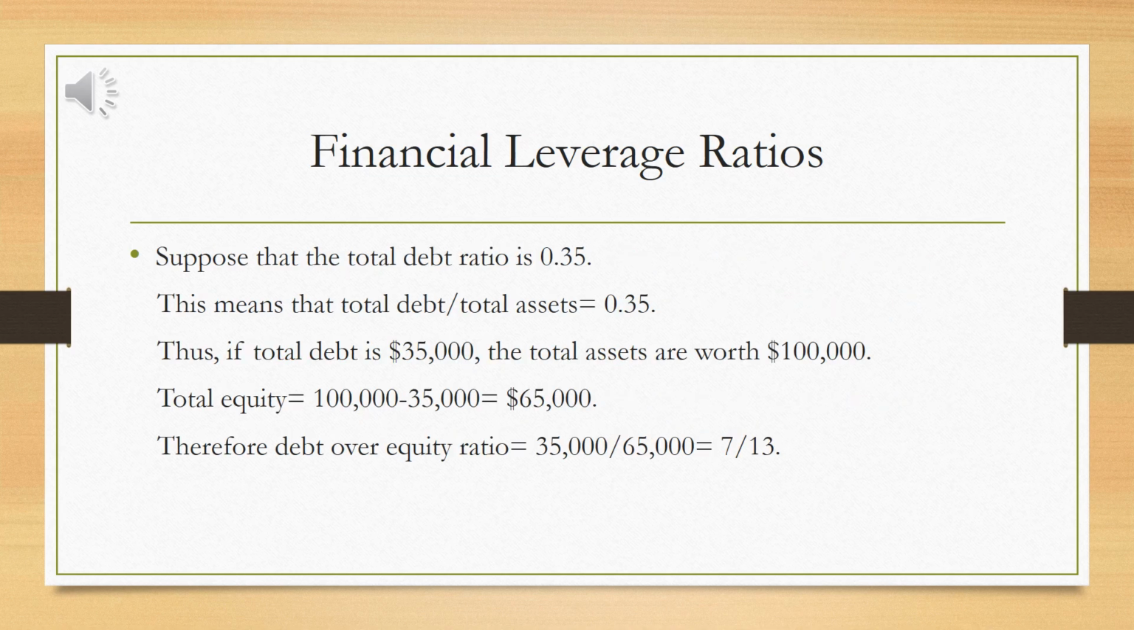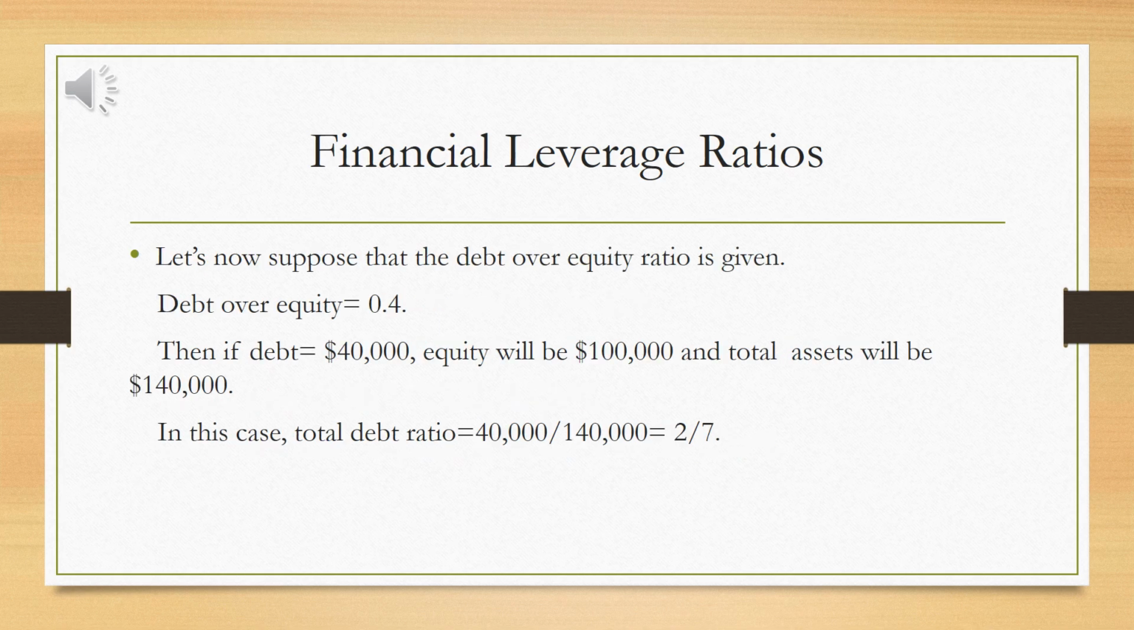Suppose that the total debt ratio is 0.35. This means that the total debt over total assets equals 0.35. Thus, if total debt is 35,000, the total assets are worth 100,000. Total equity equals total assets minus total debt. So, 100 tau minus 35 tau, which is 65 tau. Therefore, debt over equity ratio equals 35,000 over 65,000, which is 7 over 13.